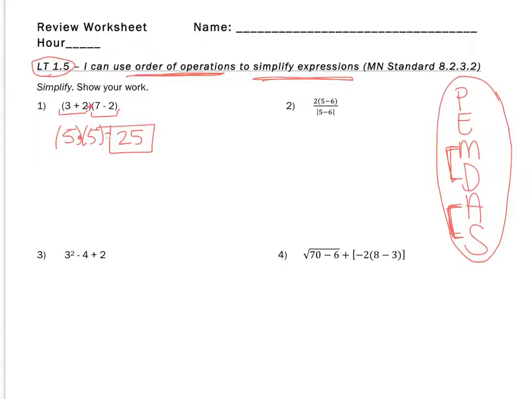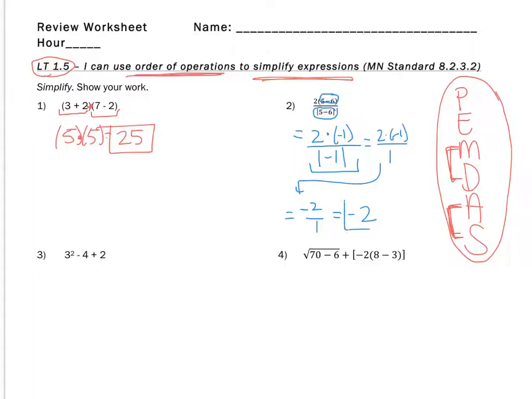Number two, we've got kind of a lot of operations going on. First, focus on the parentheses, or even the groupings first. Even though that's absolute value, we're still going to focus on those to simplify it. So I'm going to rewrite 2 times 5 minus 6, which is negative 1, over the absolute value of 5 minus 6, which is the absolute value of negative 1. And then let's simplify that part. So it's going to be 2 times a negative 1 over the absolute value of negative 1, which is a positive 1. Now that helps us to simplify even further. We're going to get a negative 2 over 1, which is a negative 2 as our solution.